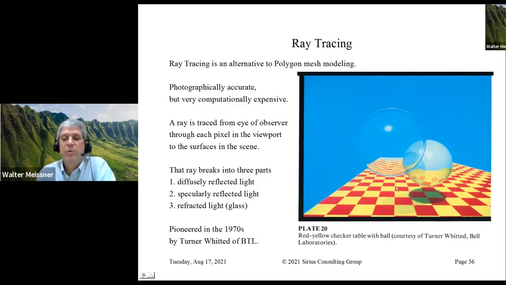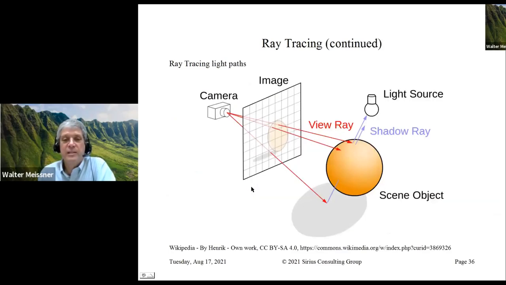The checkerboard here is the matte surface, so it's diffusely lit. This sphere is silvered or mirrored, so this has specular reflections. And this is a glass sphere, so it has refracted light. So this is an example by Turner Whitted from Bell Labs, done in the 70s. And it's found in almost every textbook.